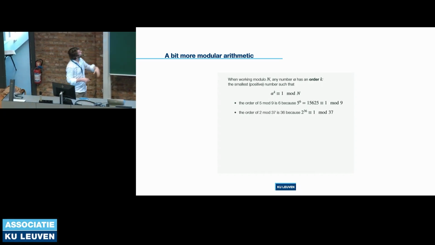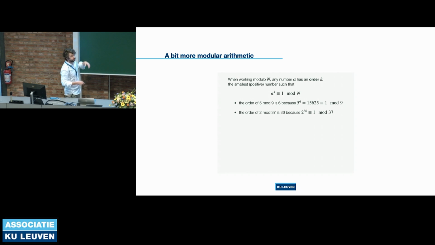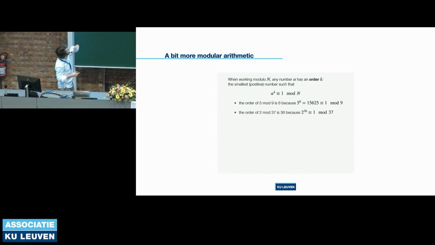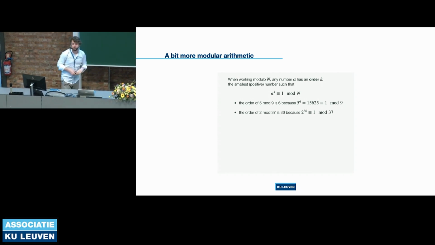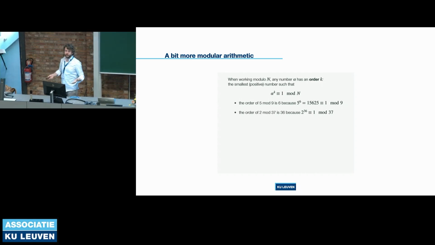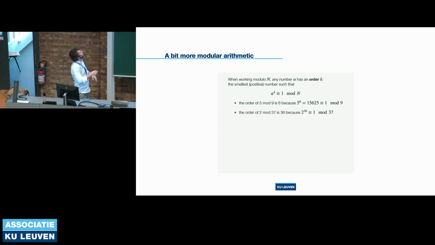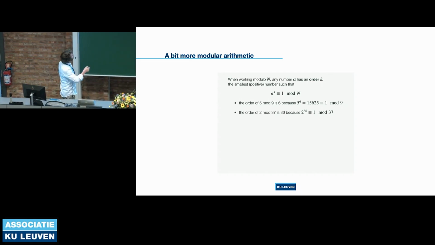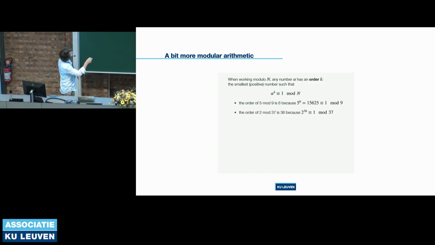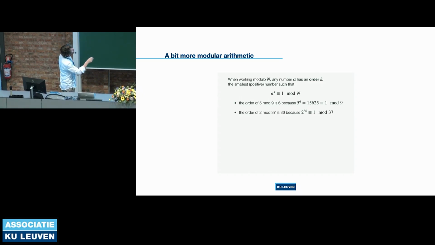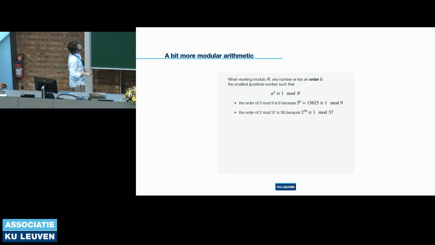For example, if in the magic trick you chose 5 and your partner chose 4, and somehow you ended up with 1, that was because the order of these things together was 20. But if you look at, for example, the order of 5 modulo 9, it's going to be 6, because if you do this exponentiation, you'll see that you get 1 modulo 9, and that's the smallest integer that will do that. And for 2 modulo 37, it's 36.